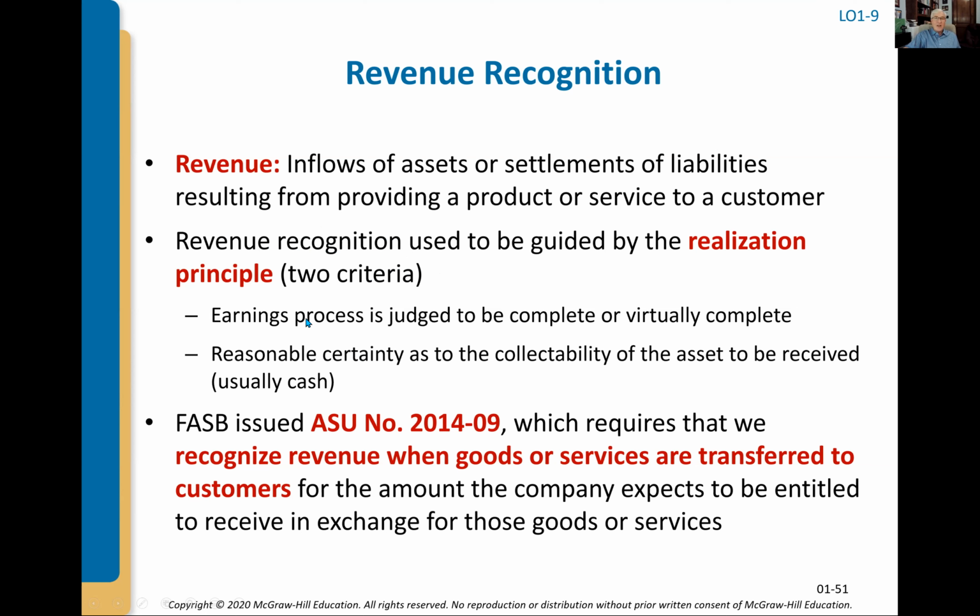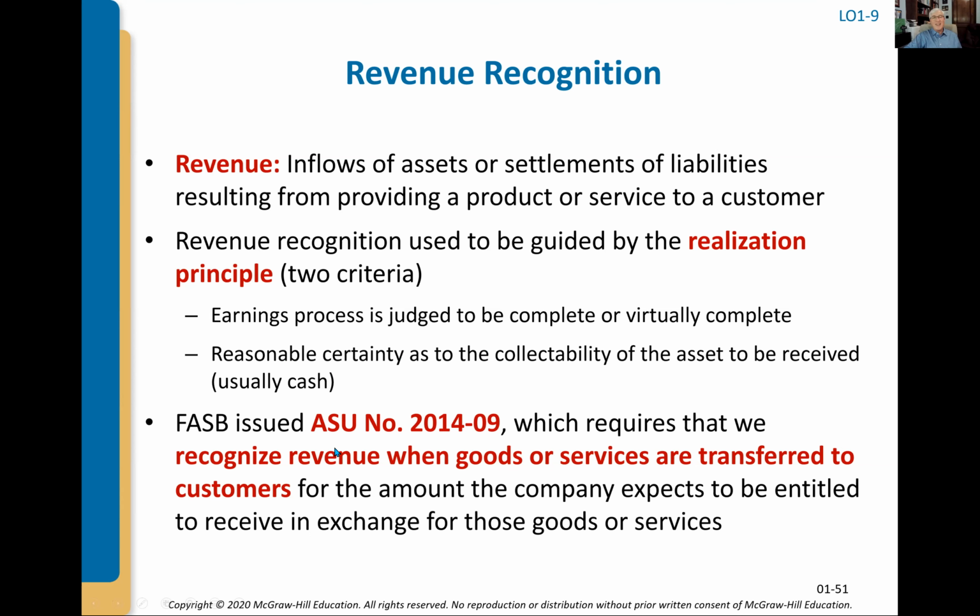So here are the two overriding rules. We want to make sure the earnings process is complete or virtually complete. And we want to be reasonably certain that we're going to be able to collect cash for this later. We'll have an accounts receivable, but maybe the process is complete, but we don't think we're ever going to get paid for it. Is that really revenue? And so we may not be able to recognize it.